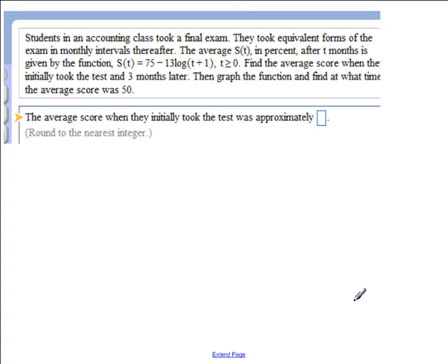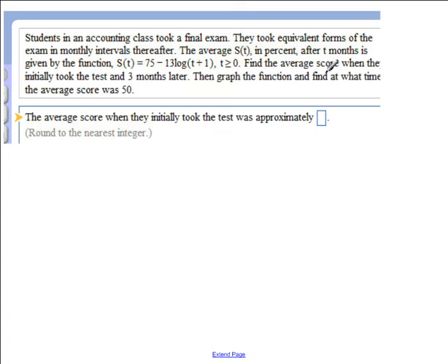And then the last problem says students in an accounting class took a final exam. They took equivalent forms of the exam in monthly intervals thereafter. The average in percent after t months is given by the function s of t is equal to 75 minus 13 times the log of t plus 1, where t is greater than or equal to 0. It says to find the average score when they initially took the test and then also 3 months later.